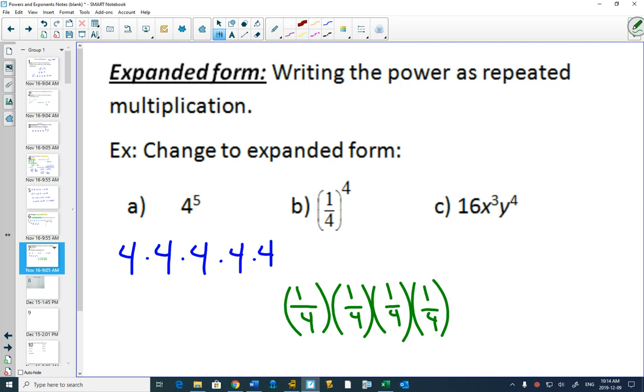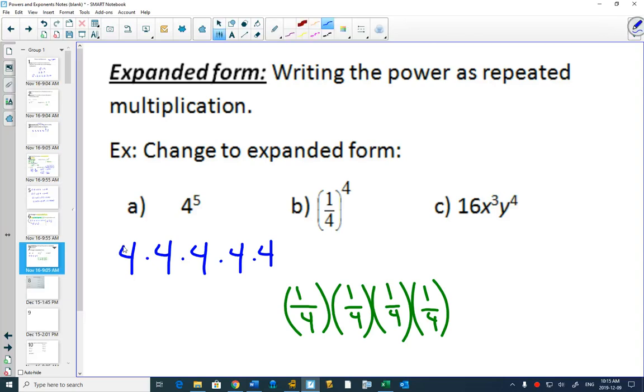So again, the math part is really simplistic. It's like, could you write 1 quarter 4 times in a row? Yes, Mr. JR. This is kind of repetitive, but it's not very hard. But if you don't know what expanded form means, then this becomes difficult.